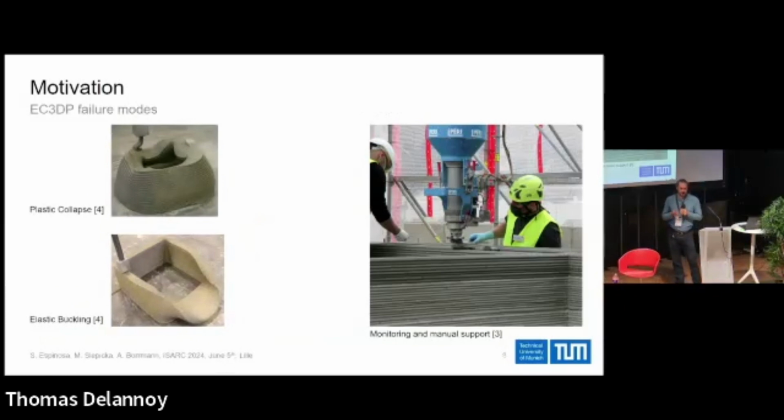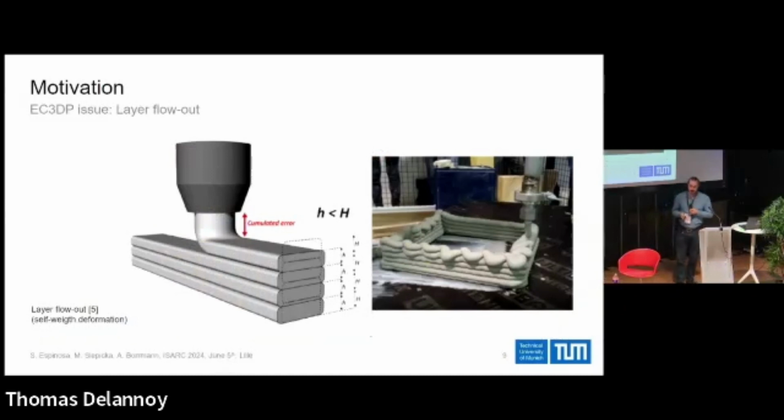Because of the material, it is still soft in the state when it's extruded. It's possible that some failures may occur. We can have plastic collapse or elastic buckling, or we have other issues, which are also not super easy to realize right away. But for example, the extruded material is still soft when it is extruded out of the nozzle.